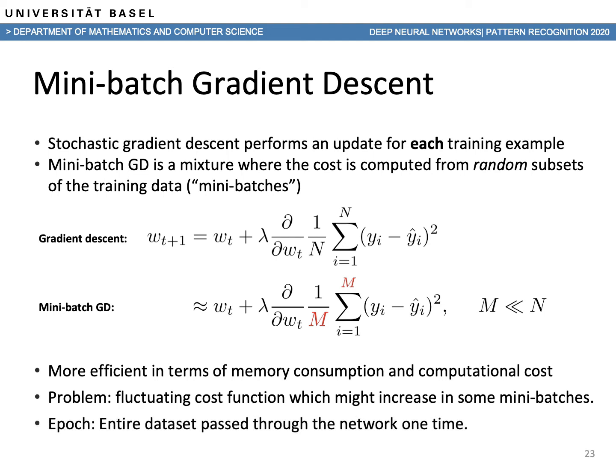And then some deep learning terminology: one epoch is the entire dataset passed through the network one time. So you might have a dataset of 1,000 images, for instance. You have a mini-batch of 100, so you have to take 10 mini-batches to have one epoch, to be through your dataset one time.